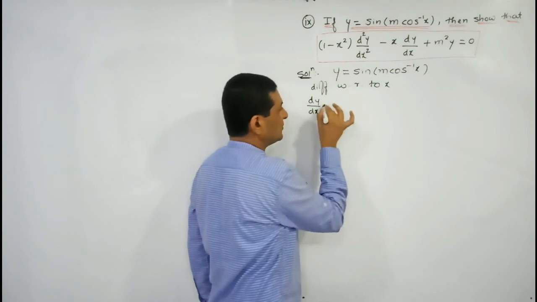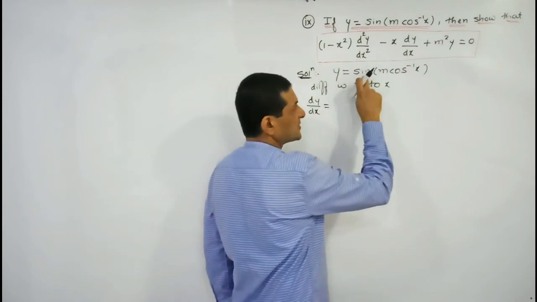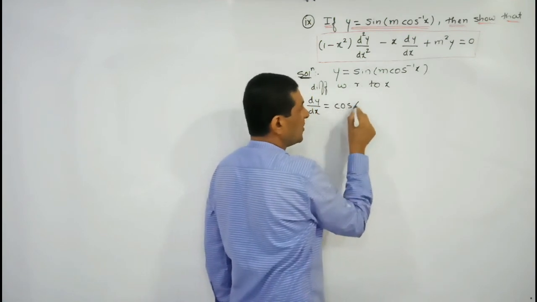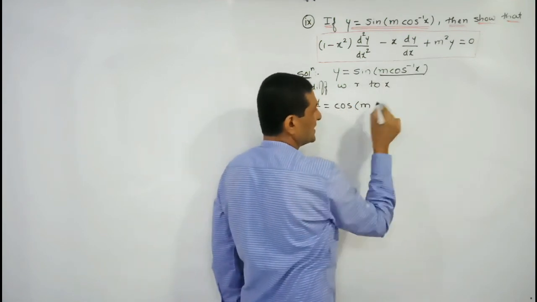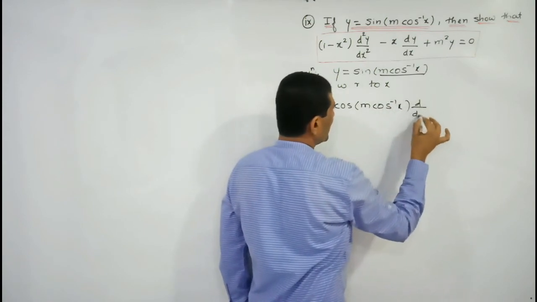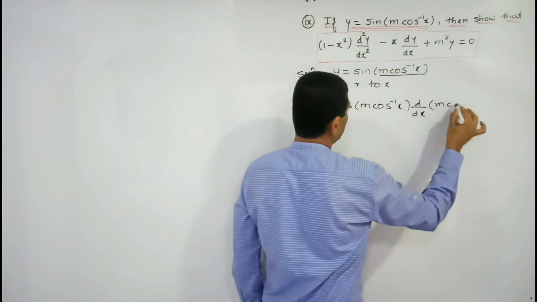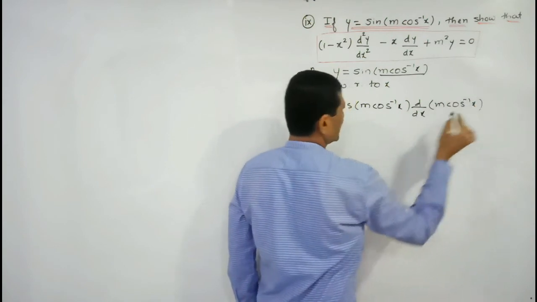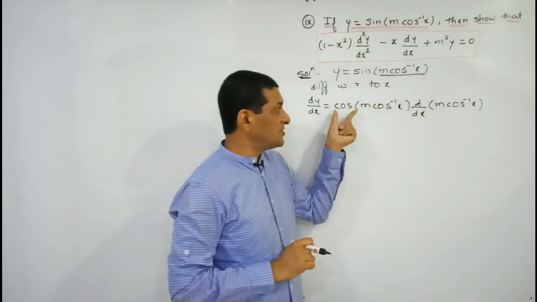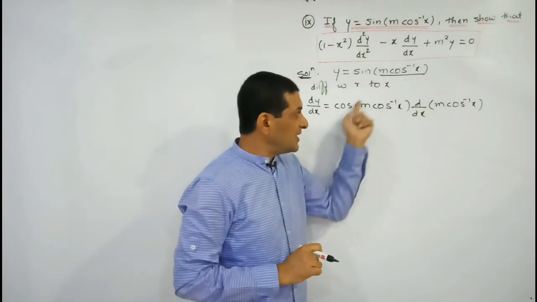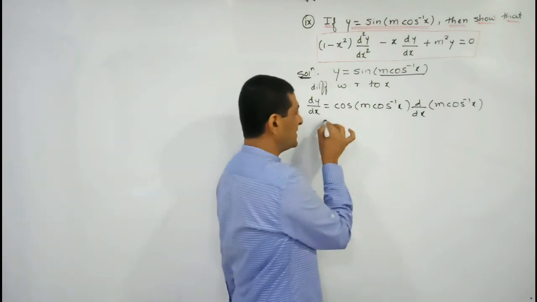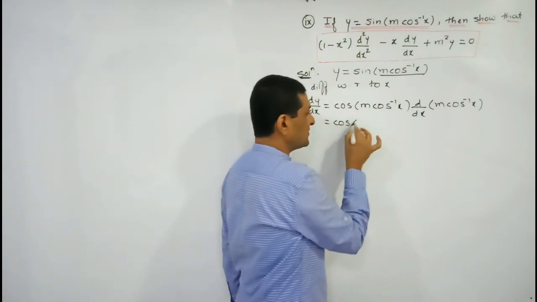So differentiate it with respect to x, so let us see what we get. dy/dx is equal to, the function is in the form of sin f(x). What is the differentiation of sin f(x)? It will be equal to cos f(x), this is f(x), m cos⁻¹ x, into the derivative of f(x). f(x) is what here? m cos⁻¹ x, isn't it? So the function is in the form of sin f(x), so its differentiation is cos f(x) into the derivative of this f(x). We are just applying the formula to find the derivative of a composite function.